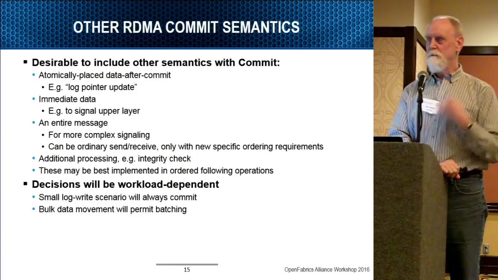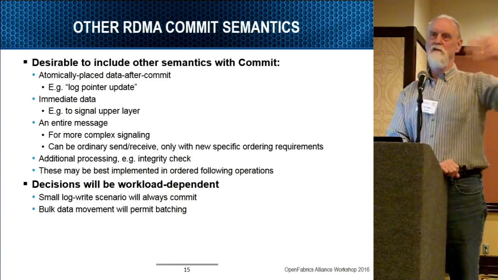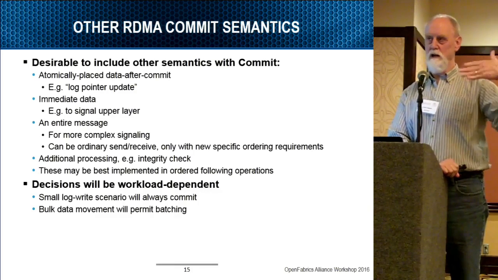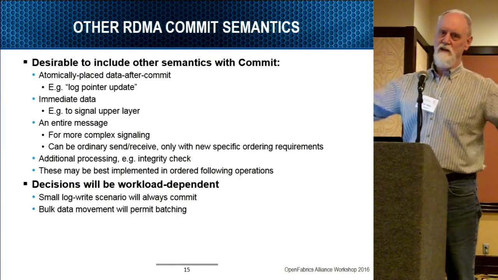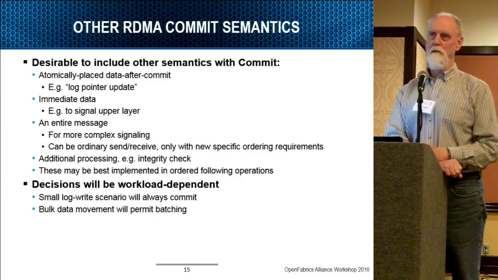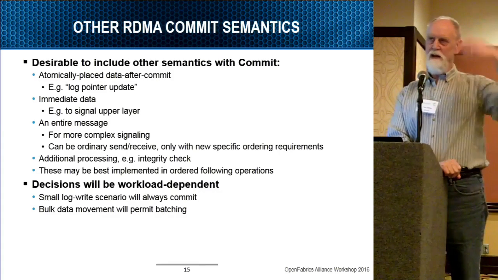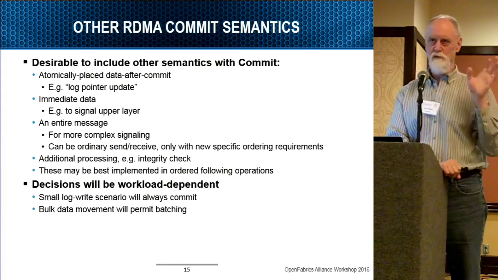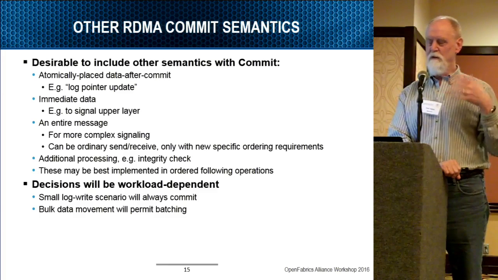So all these things are very desirable, but they're sort of shades of new semantics on top of this commit. So they may be best implemented in an ordered following operation. Right? We may want a small sequence of operations that can be put together by the initiator in a clever way to implement things accurately without having this huge overloaded decorated operation. The decisions for which of these other semantics we choose, though, will always be workload dependent. Some workloads will want them, some workloads won't, some workloads will prefer one, some the other. I think there's going to be quite a bit of dialogue here.